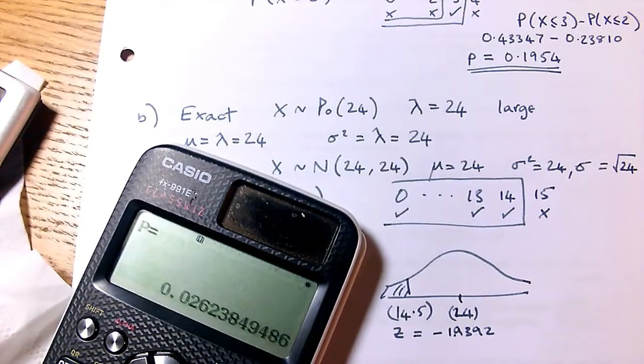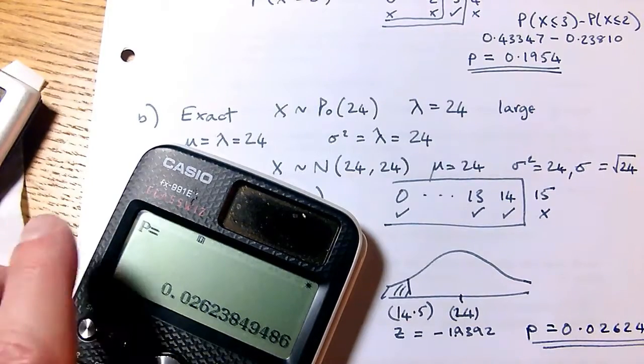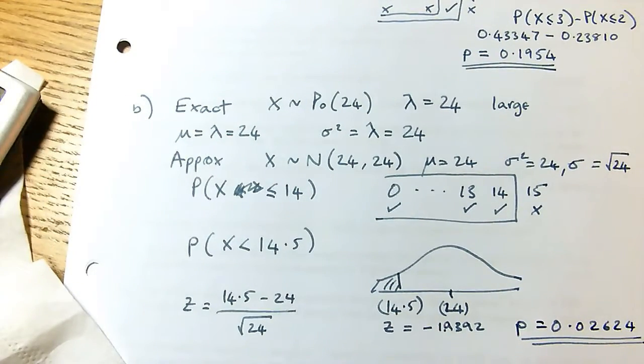So press equals, I get p equals 0.02624. So that's my probability that I needed. I'm done on part B, and I've just got to do part C.